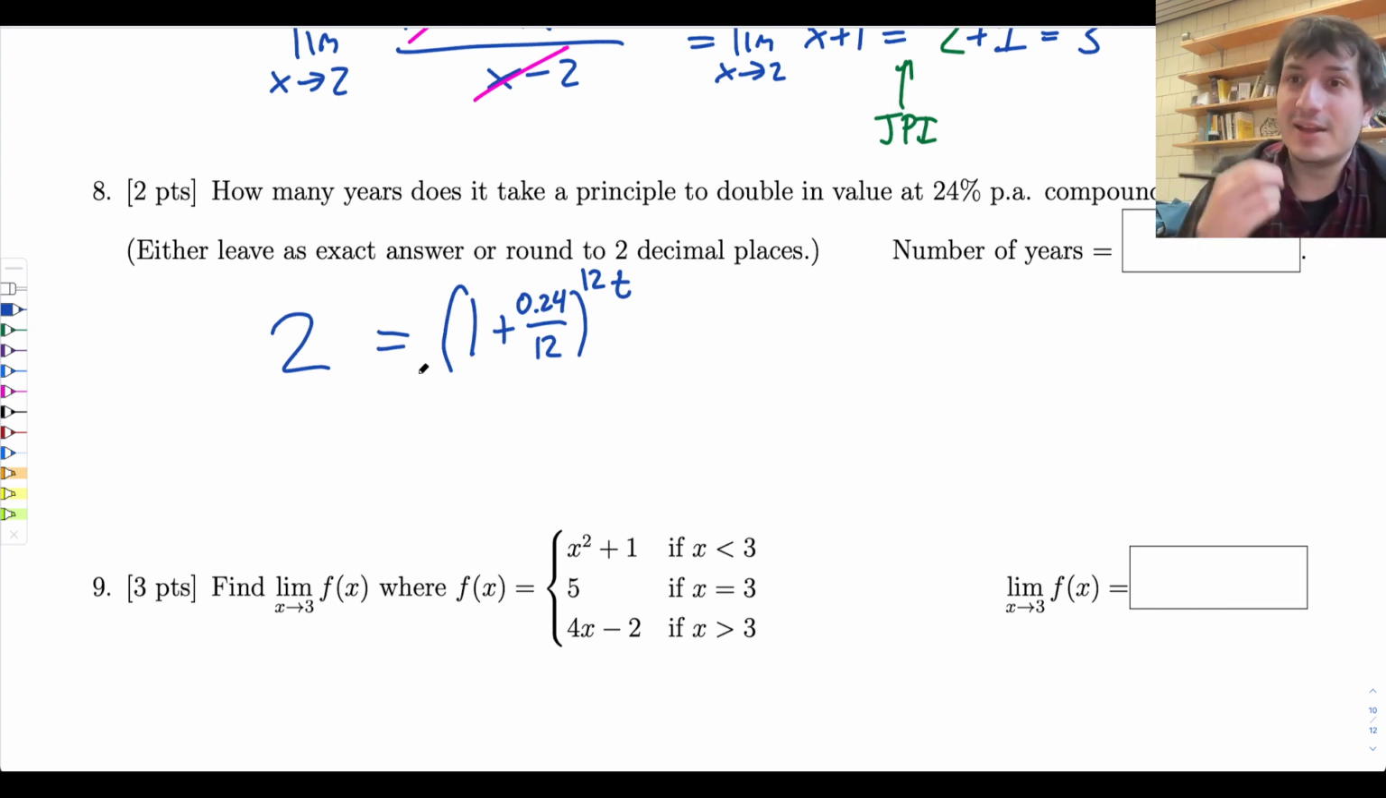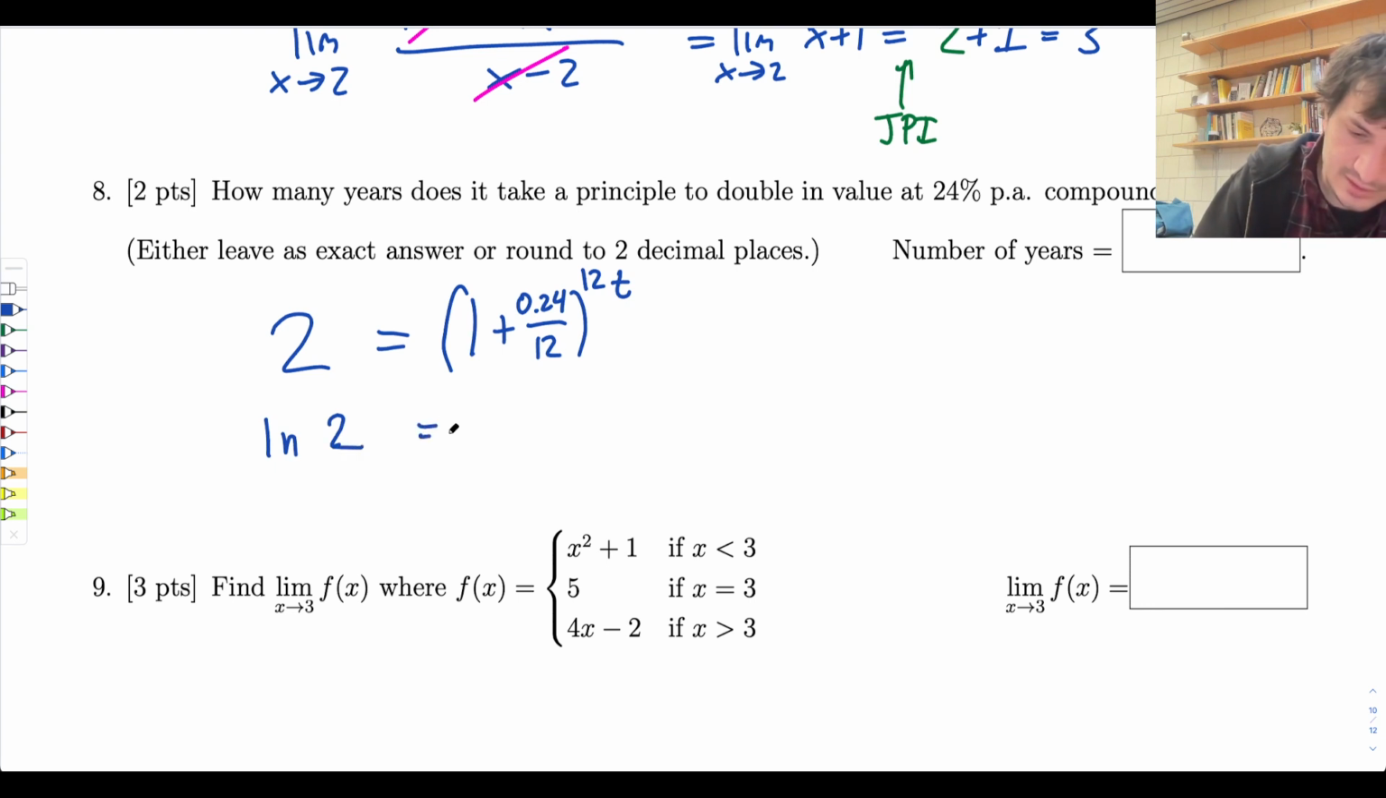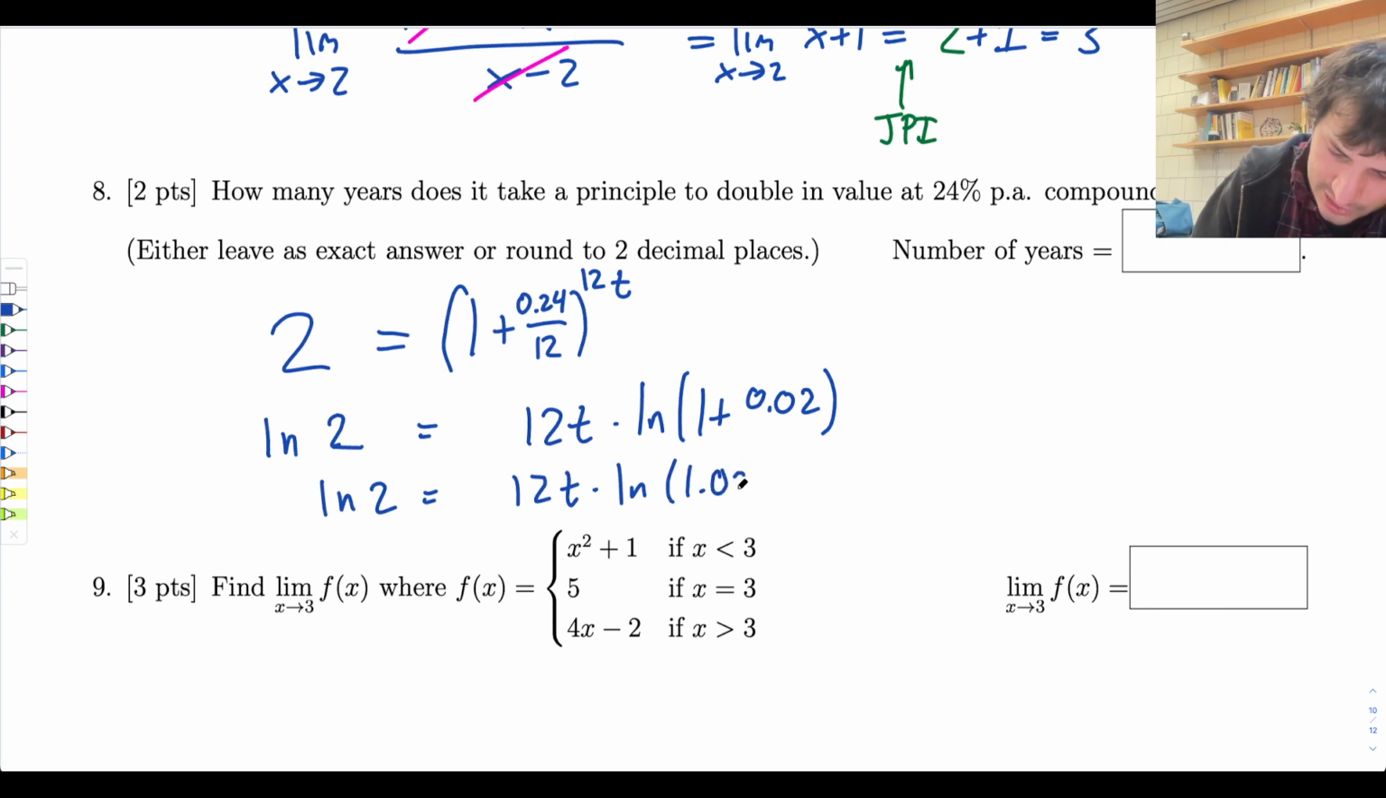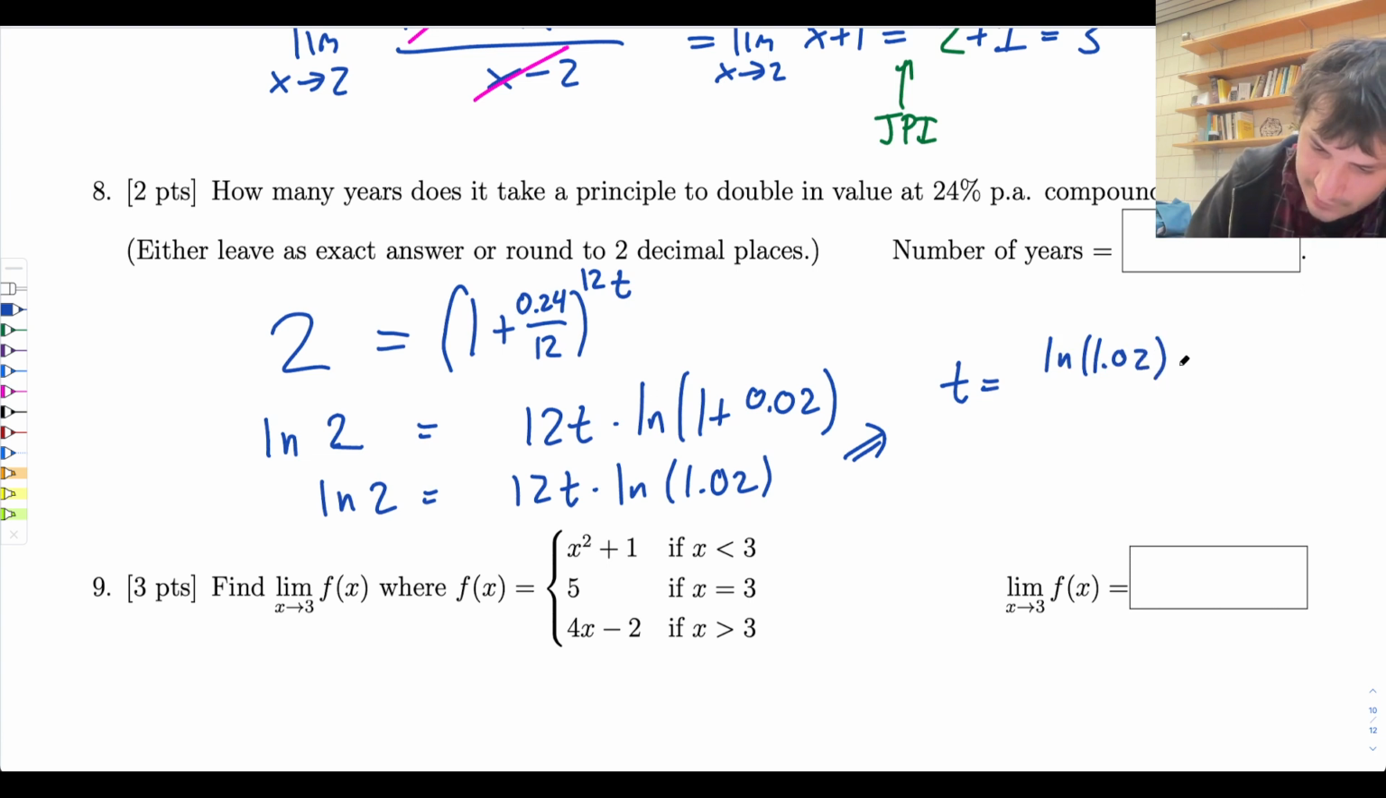So how do you solve for it? Again, you have to do those log skills. Take the log of both sides, and you get 12t jumps down times the log of 1 plus 0.24 divided by 12. I tried to make the numbers nice. 0.24 divided by 12 is 0.02. So you get the equation ln of 2 equals 12t times the ln of 1.02. And therefore, t is equal to the ln 2 divided by 12 times the ln of 1.02. So that is the correct answer.